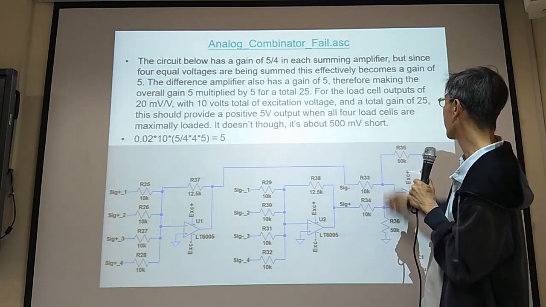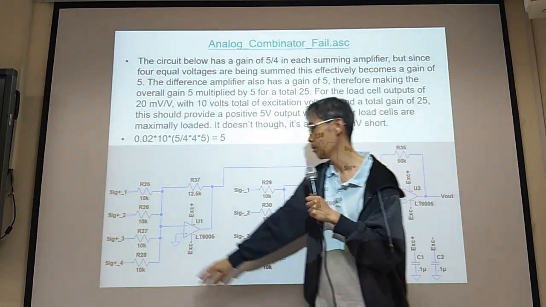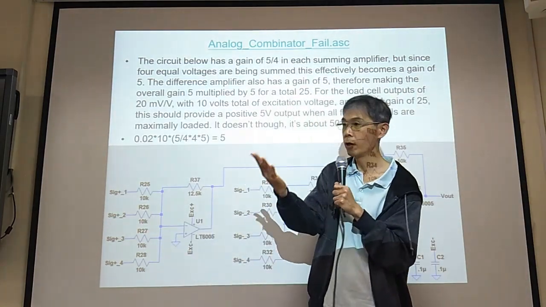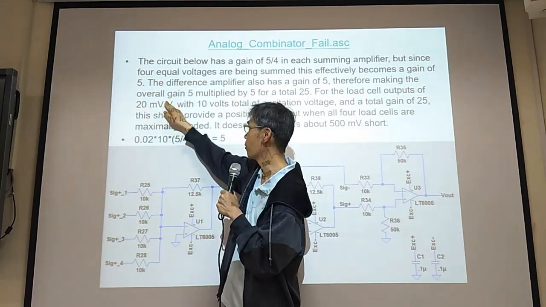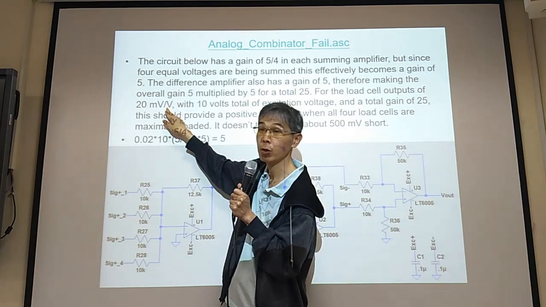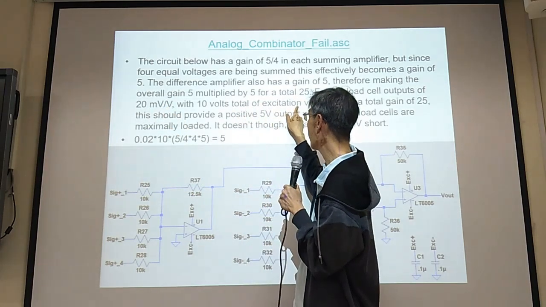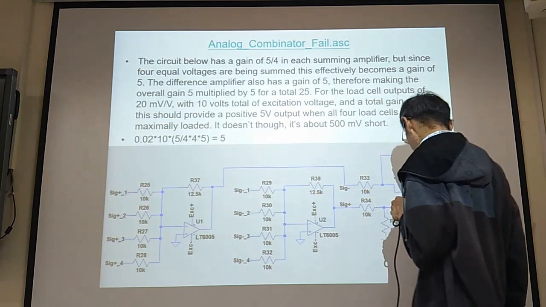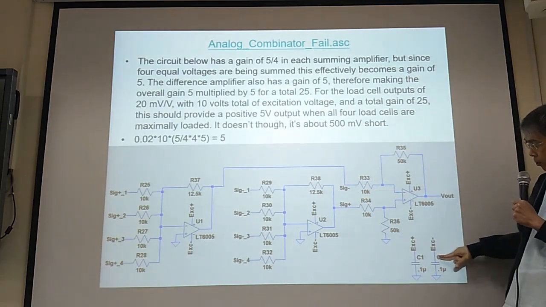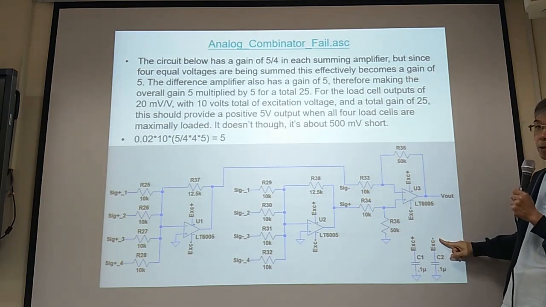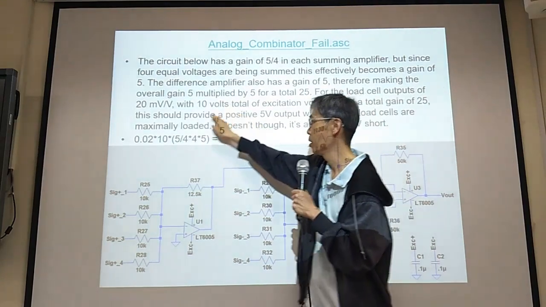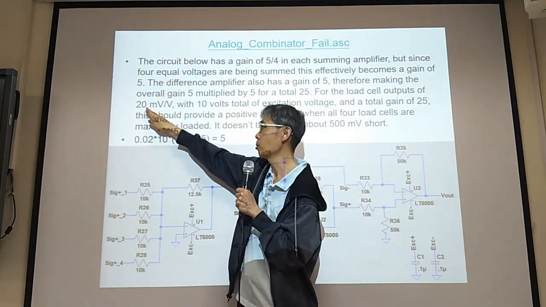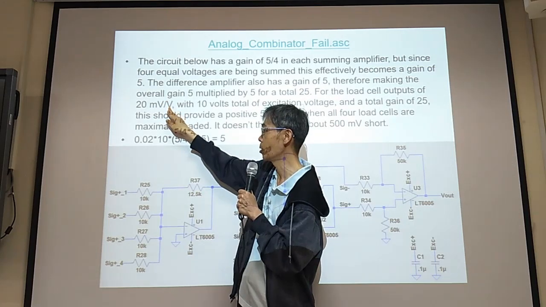Then for the load cell, you buy the load cell, and the company will tell you the spec for your load cell is 20 millivolts per volt of excitation voltage. Now, for the excitation voltage, remember this is double rail. We have 5 volt, minus 5 volt. So the total excitation voltage is 10 volt. And the spec for each load cell is 20 millivolt per excitation volt.